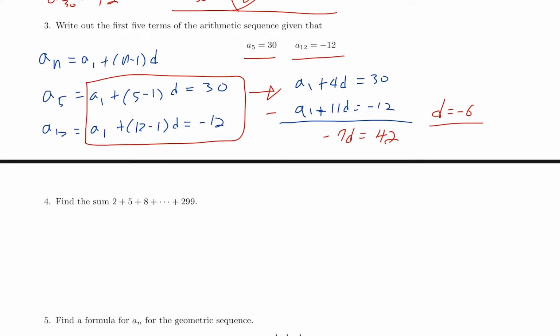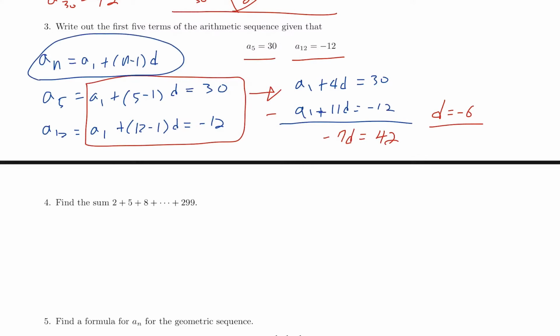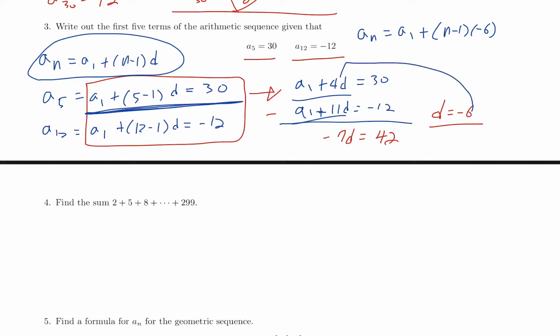Okay. So negative 6. Using this formula again, we know that so far we have a sub n equals first term plus n minus 1 times negative 6. But now using one of these equations, we can also find the first term, right? So let me plug negative 6 here. That gives me a sub 1 minus 26 equals 30. A sub 1 equals 56. So here we can write 56.